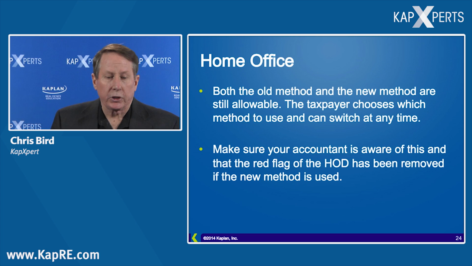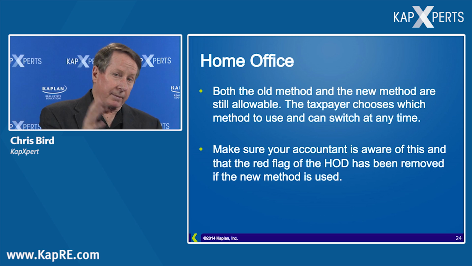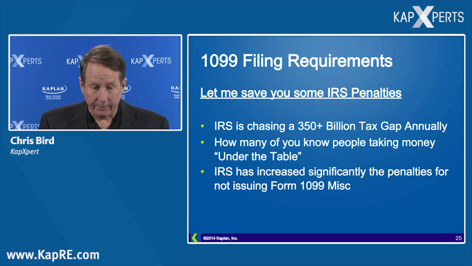Now, in addition to all of this, everyone, the old method of the home office and the new method are still able to be claimed. I recommend you look at the new method unless you live in a very, very, very expensive home and you're using a lot of square footage for the home office. In that case, maybe you don't want to use the safe harbor. Maybe you want to go back to the old method, which is still very much allowable.